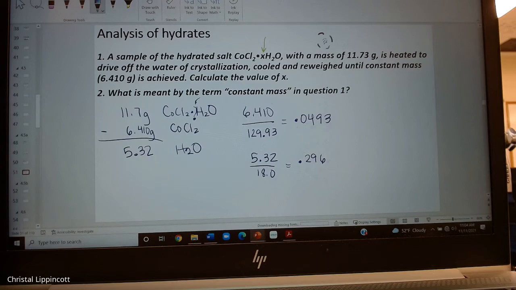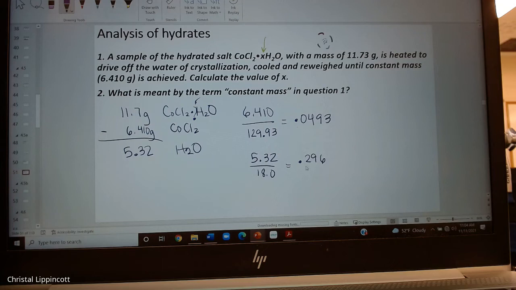So you're always going to be dividing, in this case, by whatever your anhydrates moles are. If this mole amount isn't equal to or less than this amount, you goofed something. Something is terribly wrong.